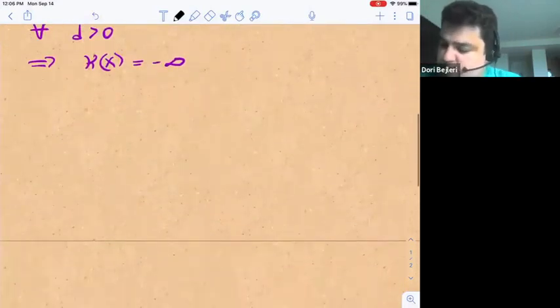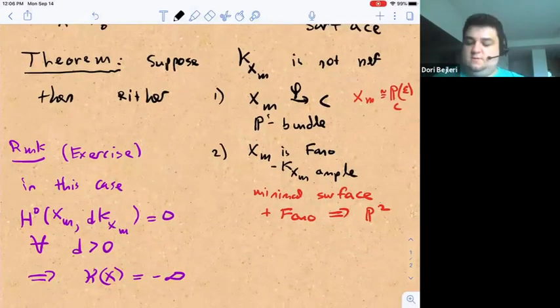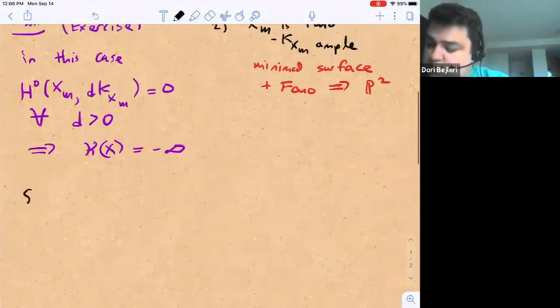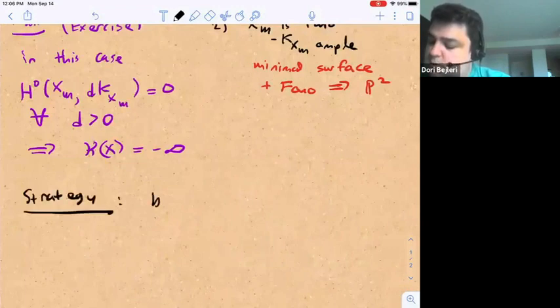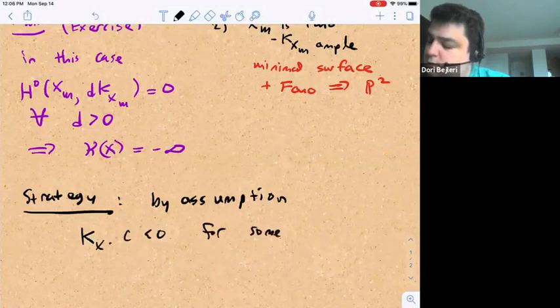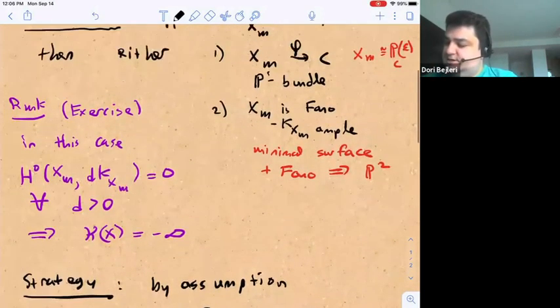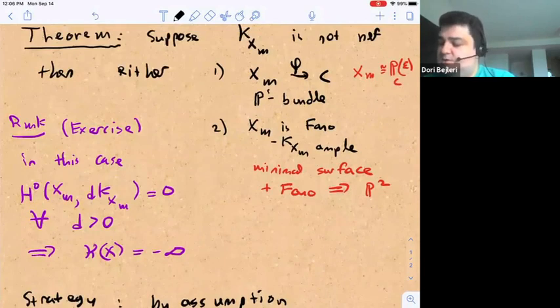Okay, so our strategy, or how are we going to use that the canonical is not nef? Well, that means that we have some curves whose intersection with the canonical is negative. So our strategy will be to understand what these curves are and use them to construct a morphism, a linear series that will exhibit X_M as either a P1 bundle or as a Fano variety.